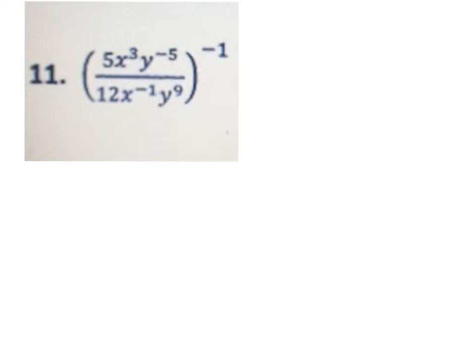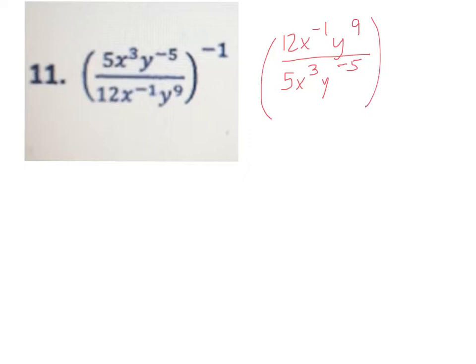I can turn that to a positive exponent by taking the reciprocal of everything that's inside your parentheses. So that's what I'm going to do. I'm going to rewrite this as its reciprocal. My numerator is now going to have 12x to the -1, y to the 9th. My denominator is going to have 5x to the 3rd, y to the -5th.